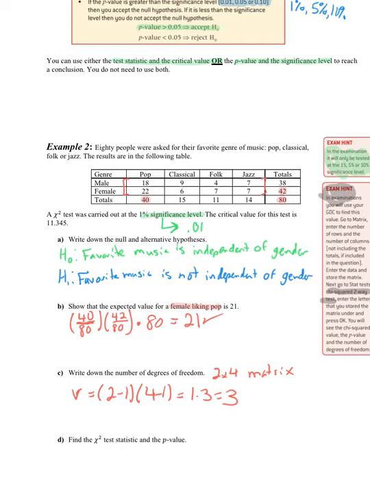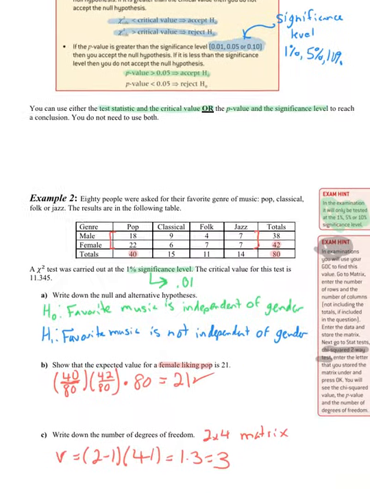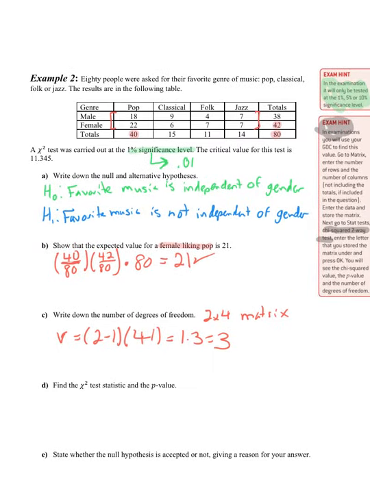Where did the minus 1 come from? Oh, yeah, it's from your textbook up here. It says the degrees of freedom is the number of rows minus 1 times the number of columns minus 1. The reason you're doing minus 1 is that we take the 4 types of music, pop, classical, folk, and jazz, and we start with pop. Then the other 3 types of music are not dependent on that. So that's why the degrees of freedom is 3. It's always going to be 1 less than your total number of categories.